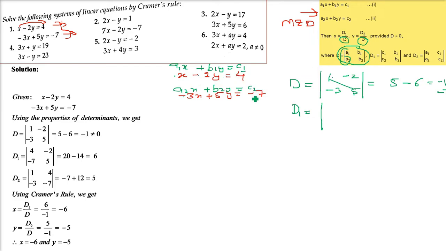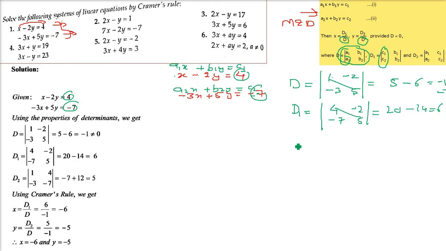X is going to come through D1. So first a1, a2 has to be replaced by c1, c2. C1, C2 is what? 4 and negative 7. So c1 is 4, c2 is negative 7. Just write 4 and negative 7 here, and the rest remains the same, minus 2 and 5. So 5 times 4 is 20, minus 14, it is going to be 6.